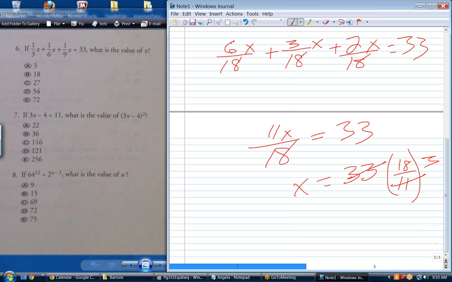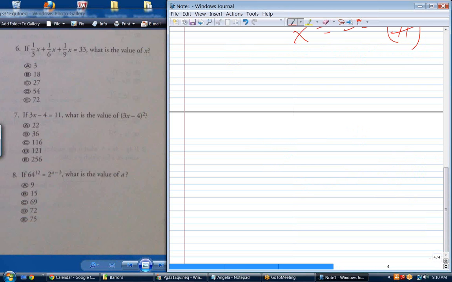How about number 7? It looks like all you would need to do is... oh no, you wouldn't. No, you were right. Square 11? Because this is 3x minus 4 all in parentheses. So, in other words, if this is an equation, I can substitute 11 for 3x minus 4 and just take it over here and say, what is 11 squared? So it's 121. Right. It would have been different if this wasn't in parentheses.